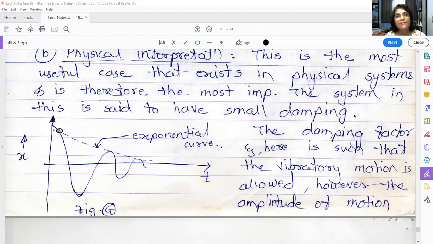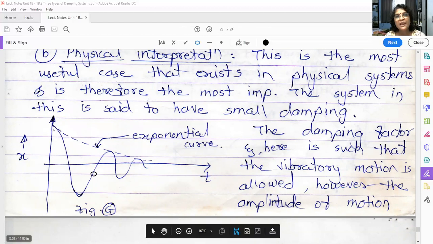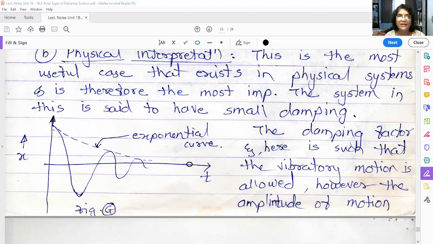From here, amplitude is reducing in every cycle, and finally it will come to the equilibrium position. That means the amplitude will be vanishing. This is happening only in free vibration, not in forced vibration. In forced vibration, which you are going to study in unit number 2, as long as force is acting on the system, vibrations will be there. But here, this is a free vibration, no external force is acting.